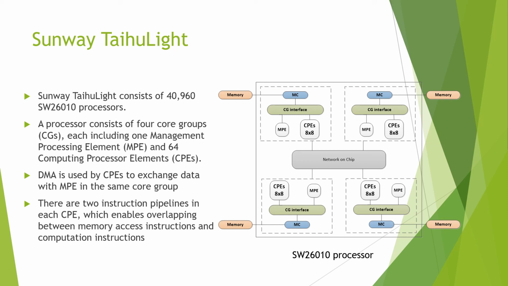Sunway TaihuLight, as one of the fastest heterogeneous many-core supercomputers, is suitable for PD applications. Sunway TaihuLight consists of more than 40,000 SW26010 processors. A processor consists of 4 core groups, each including 1 management processing element and 64 computing processing elements. DMA is used by CPEs to exchange data with the MPE in the same core group. There are 2 instruction pipelines in each CPE, which enables overlapping between memory access instructions and computation instructions.